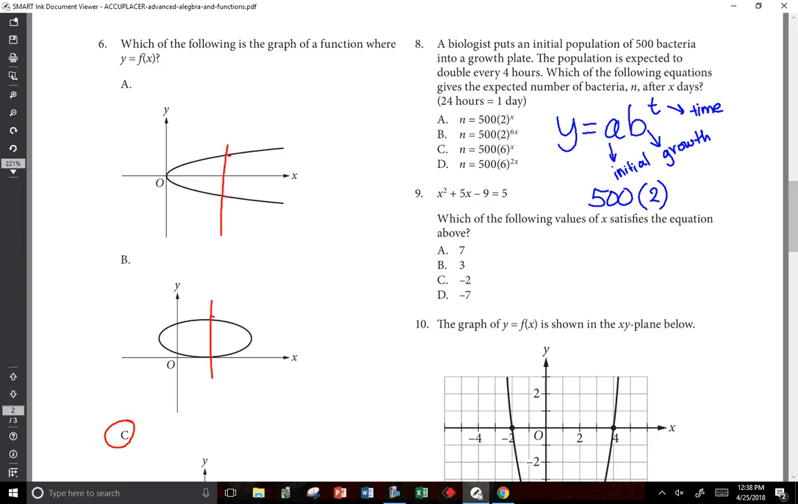Okay, number 9, x squared plus 5x minus 9 equals 5. Which of the following values of x satisfies the equation above? What would y'all do with this one? Plug in each answer choice. That's going to work today, but it's not going to work on your daily check.